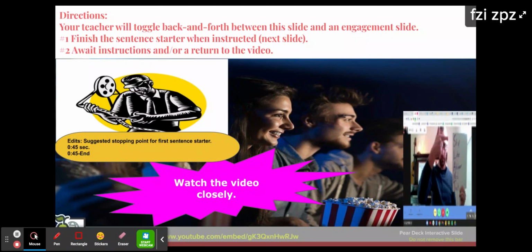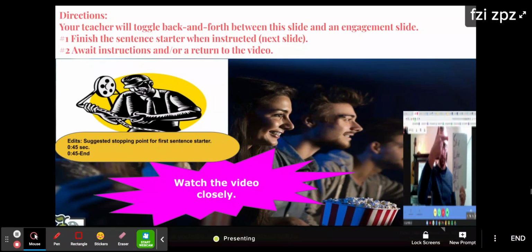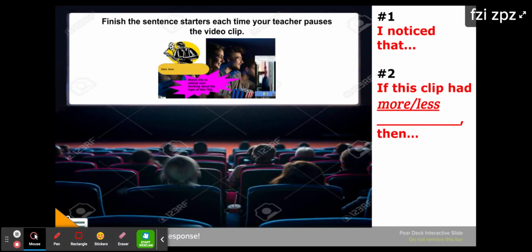So your teacher will toggle back and forth between this slide and an engagement slide. Finish the sentence starter when instructed. Await instructions and or return to the video. Okay, so in this section, you're going to watch a short video that your teacher will present. And then you are going to finish the sentence starter. I noticed that, and if this clip had more or less than.